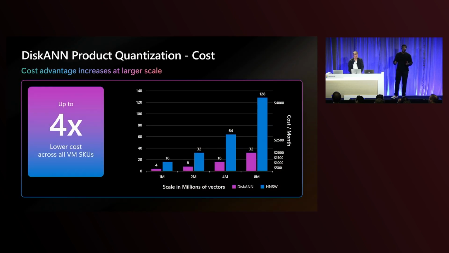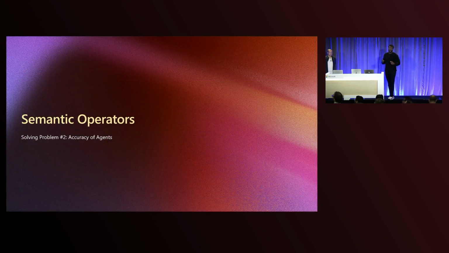Practically, what does that look like as you start paying for your storage and things like that? As you increase the capability of your agents and add more data to your agents, we see 4x lower costs using DiskANN as you scale up. As you increase the amount of vectors you're using, you're going to need more RAM and more storage, and the costs are going to go up and up if you're using HNSW, while with DiskANN, the costs go down a little bit less. Now, to talk about solving the second problem, I'm going to hand it back to Maxim.